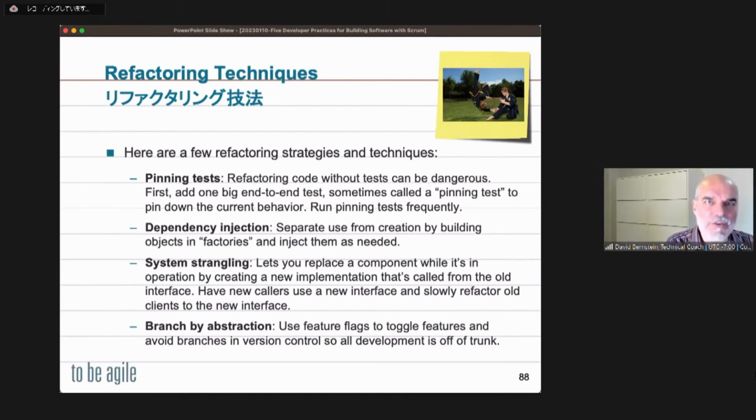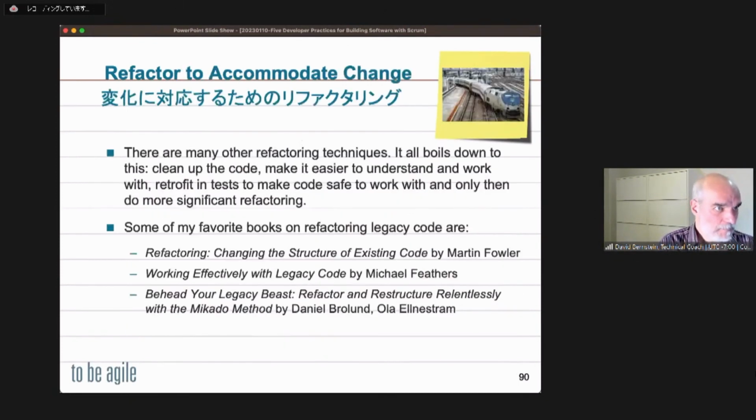There's other techniques. System strangling is a technique that Martin Fowler talks about in his book, where you can actually refactor code that's in production, and branch by abstraction is a technique that uses something called feature flags over branches in version control. We covered this in great detail in the class. And what we want to do is really refactor so that we can accommodate change.